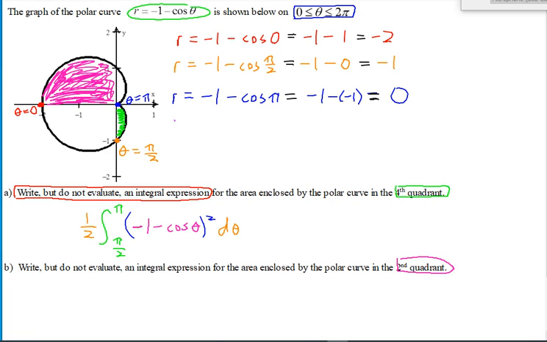The next one we've got, after pi, we can try 3 pi over 2. And cosine of 3 pi over 2, right down here, the x-coordinate, is 0. So negative 1 minus 0 gives you negative 1. So 3 pi over 2 is heading down, but again we have a negative radius, so it goes the opposite way right here. So this gives you theta equals 3 pi over 2.